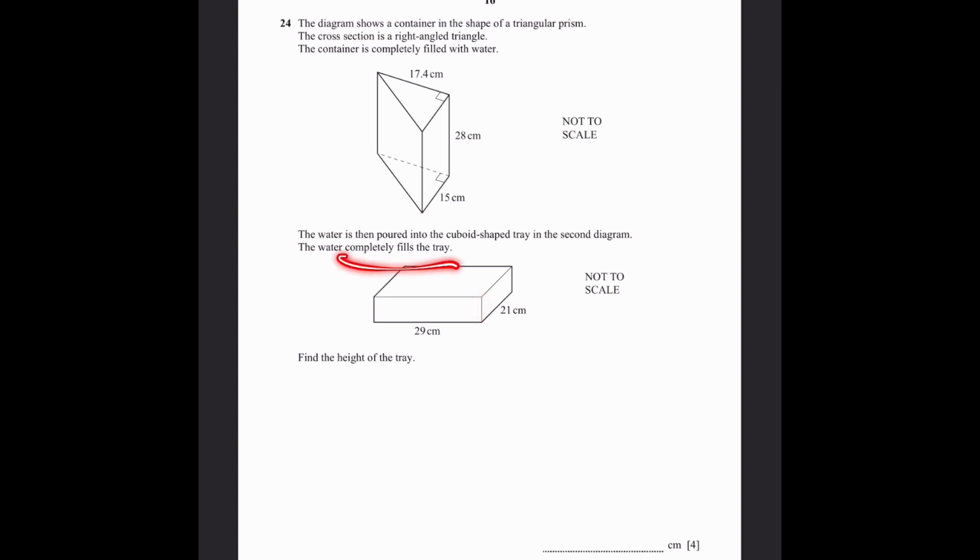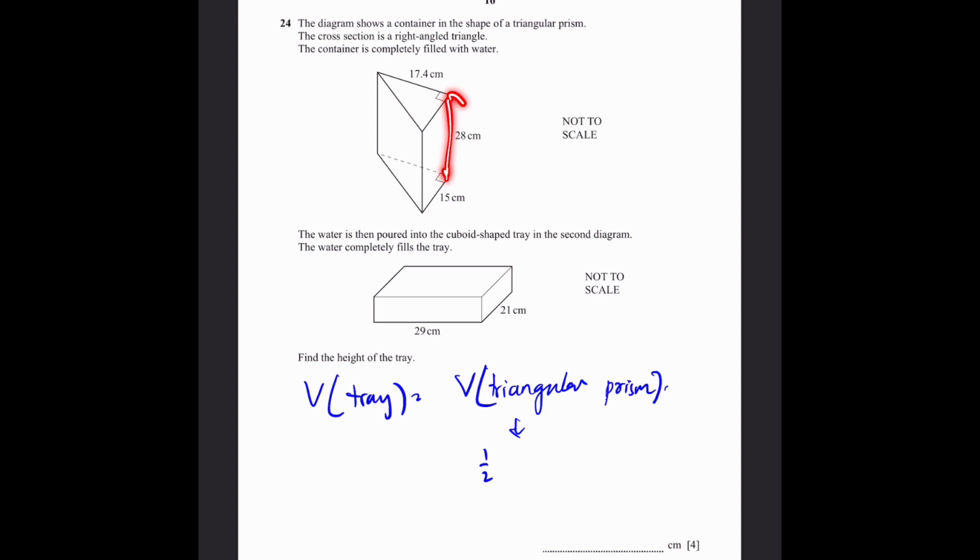Well, since the water completely fills the tray and before it was completely filled in this container, the volume of the tray is equal to the volume of the triangular prism. Therefore, we can find the volume of the prism, that is area of cross section times length, half BH, which is the area of this triangle cross section, times the length 28. So half times 17.4 times 15, and then multiplied by 28. That will be equal to 3,654 centimeters cubed.